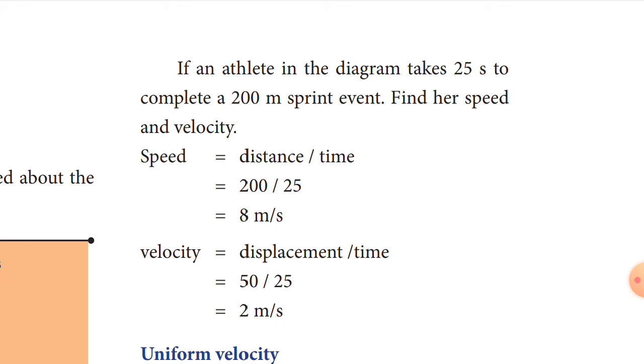Speed formula. Speed is equal to distance by time. Distance given is 200, divided by time, which is given as 25 seconds. You have to substitute distance and time, so you have to cancel both. Finally, you get 8 meter by second. SI unit of speed is meter by second.